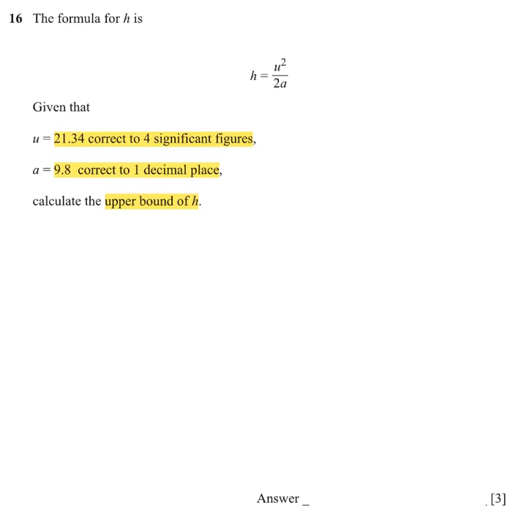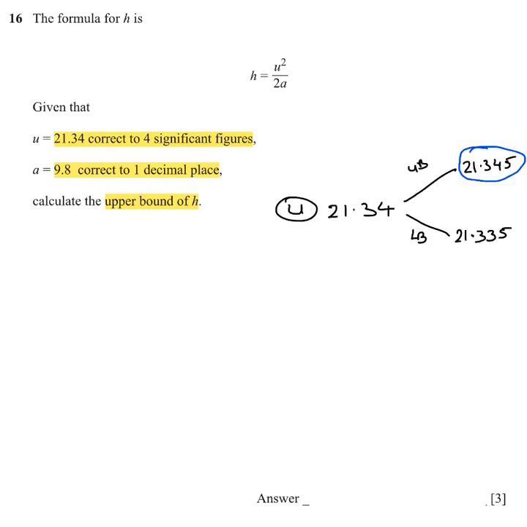So the first thing that I would do is to get the upper and lower bounds of each one of these. So you can see that for u, I've got 21.34. The upper bound would be 21.345. For this particular one, you can add a 0 at the end of this and just add 5 to this, so it'll be 345 and 335 when you take away. And that's what you've got there, 21.345 and 21.335. So each one is the upper and lower bound of that particular one.